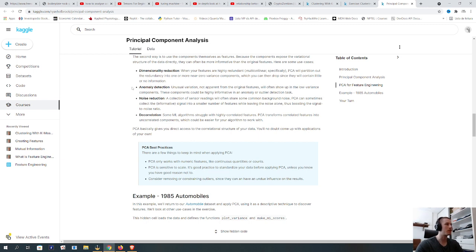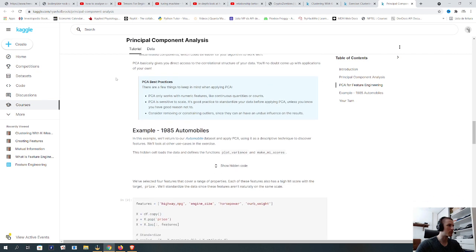The second way is to use the components themselves as features. Because the components expose the variational structure of the data directly, they can often be more informative than the original features. Here are some use cases: dimensionality reduction, anomaly detection, noise reduction, decorrelation. PCA basically gives you direct access to the correlational structure of your data. You'll no doubt come up with applications of your own.